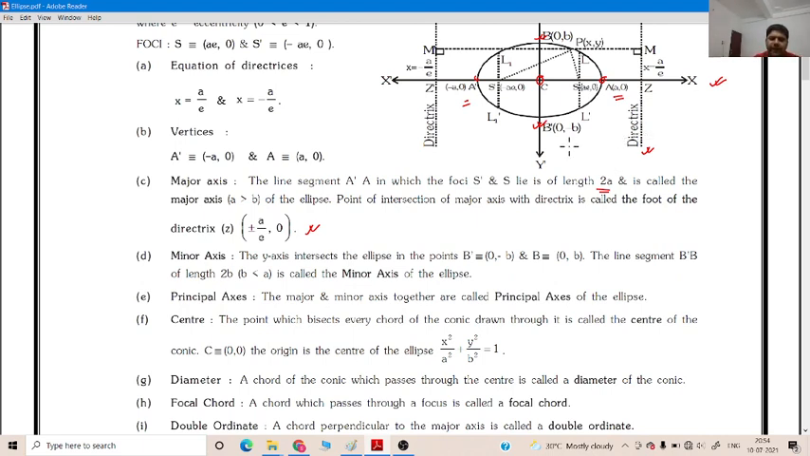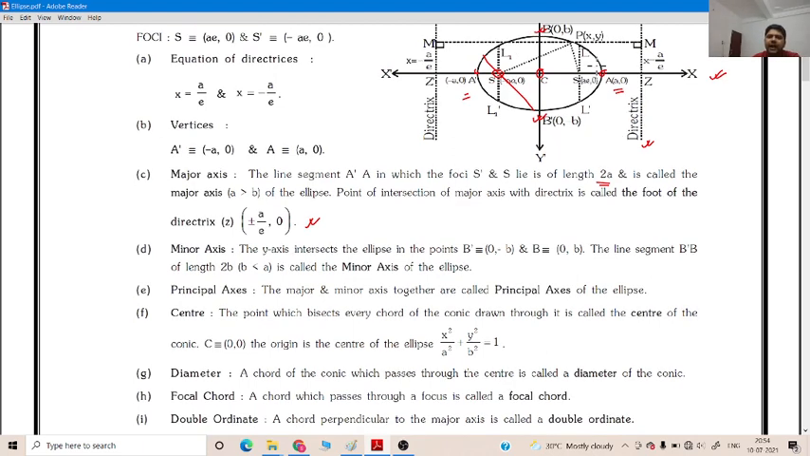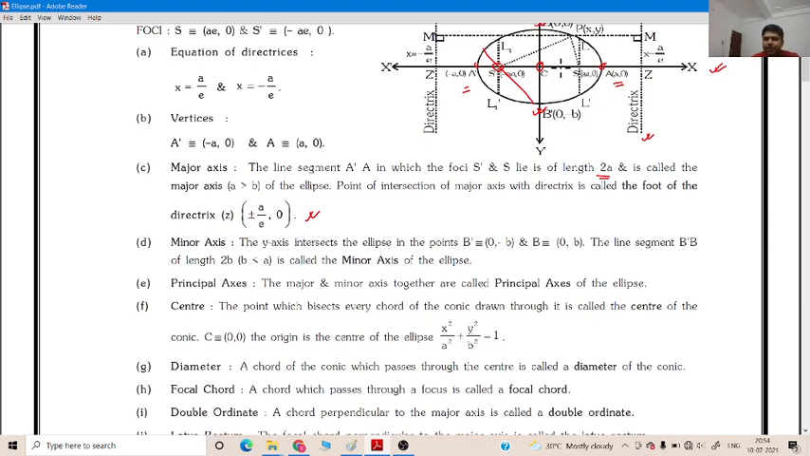A focal chord means a chord which passes through its focus. Any line like this one that passes through the focus is known as a focal chord. And any line which is perpendicular to the major axis, like that one, is known as a double ordinate.